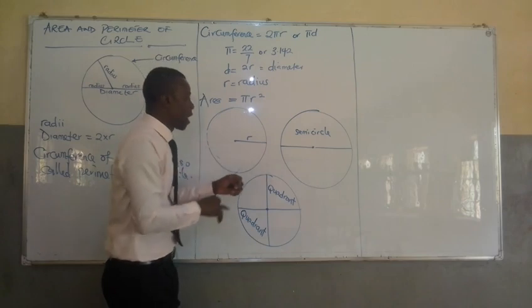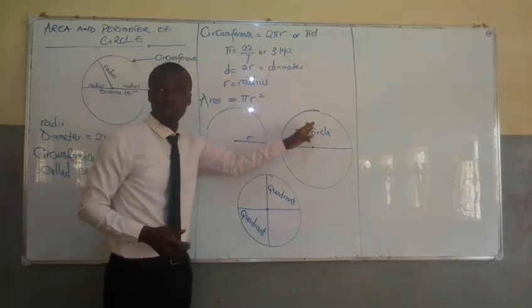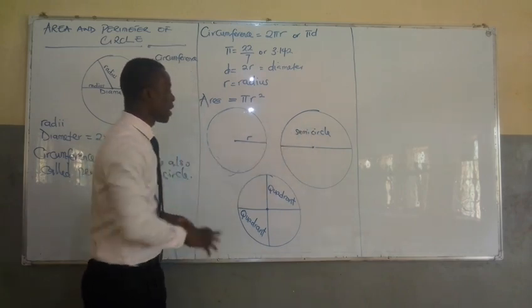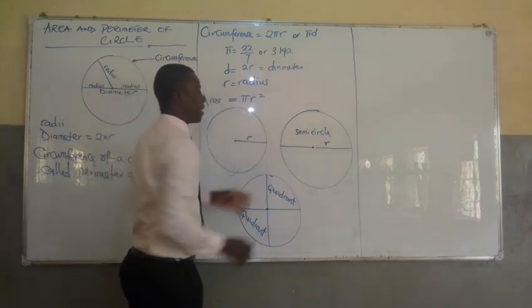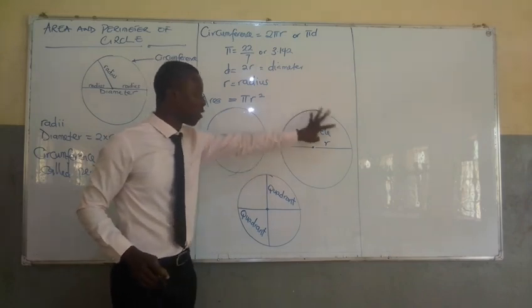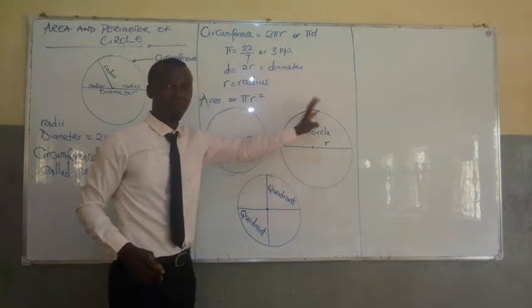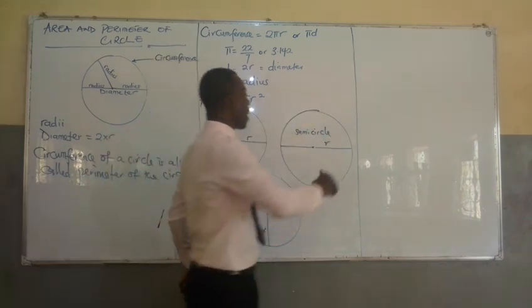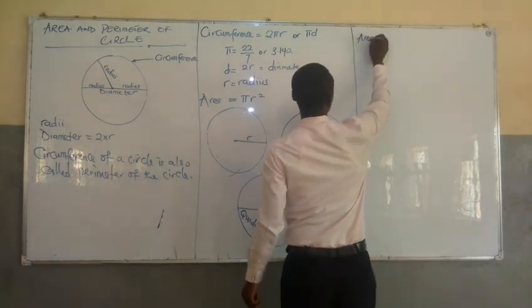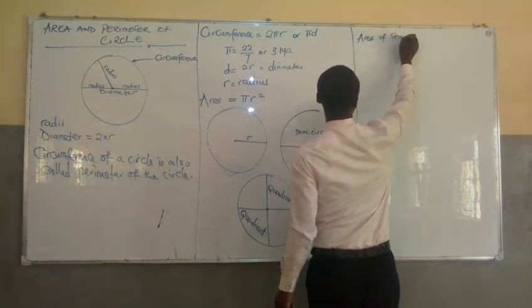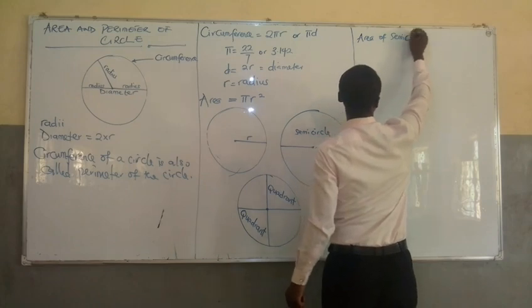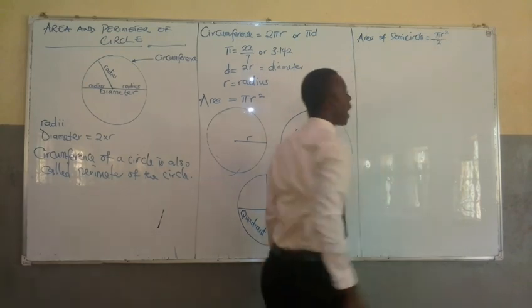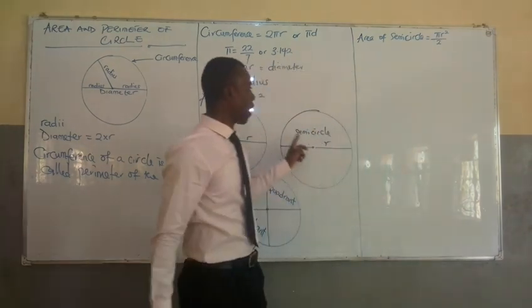So looking at this, we can be told to find the area of the semicircle. If we are going to find the area of the semicircle, it means the entire area divided by 2. Finding the area of this circle and dividing it into 2 tells me the area of this semicircle. So I can say the area of a semicircle is pi r squared divided by 2.